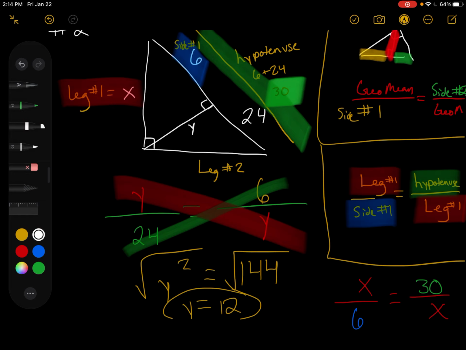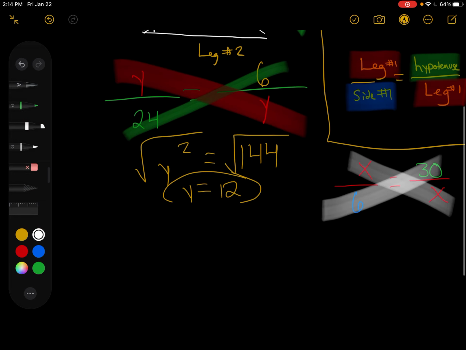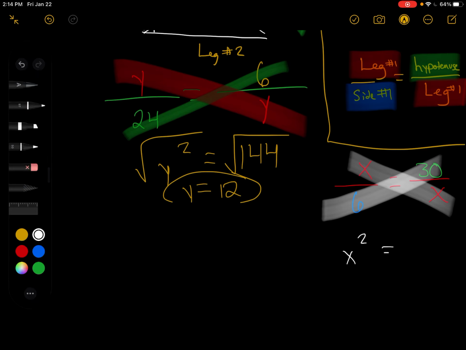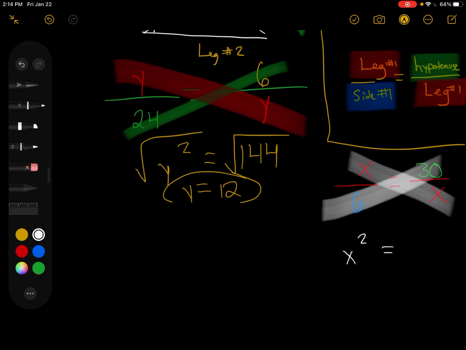So now we can go cross multiply and fully solve for this one. So answer here, x times x is x squared. 30 times 6 gets us 180. We'll take the root of each of these. We'll get an answer of x equals the square root of 180, which approximately rounds to 13.4.